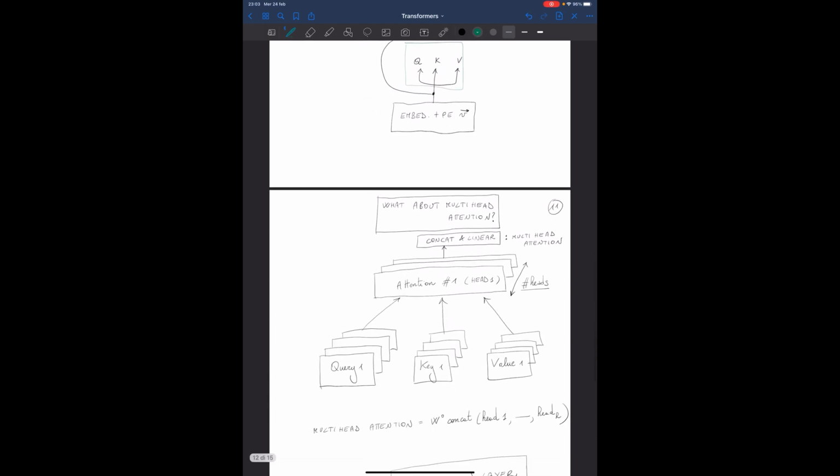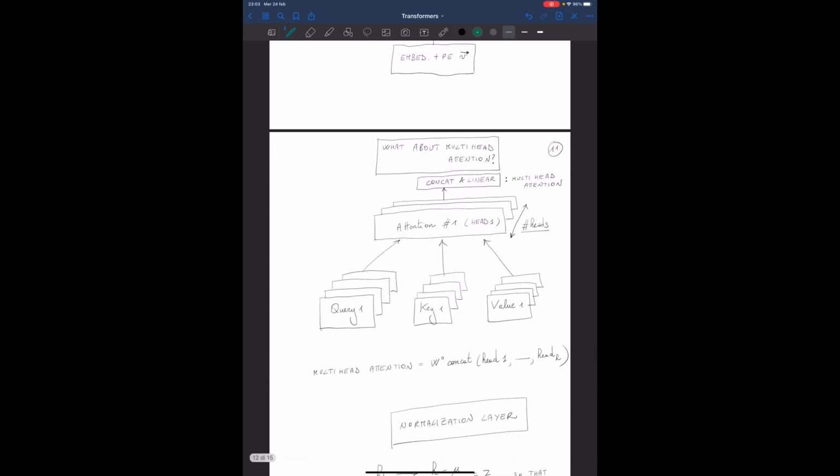It works like this. Let's say that, as I said, we have several words that we want to translate, several queries are possible. Then we have our keys, and then we have our values. So we have several queries, so we have several attentions, so we have heads. So that's what I mean here when I write this little schema here. So for each query, we have a certain attention.